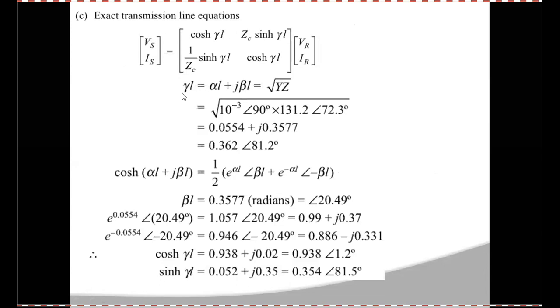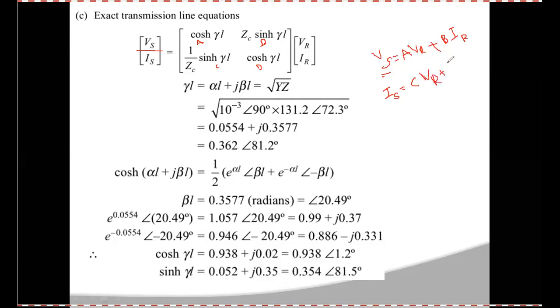Right. Now from this equation, this exact solution, you can say that if it is A, B, C and D, then Vs can be written as A into Vr plus B into Ir. So by using this equation, you can calculate the sending end voltage. In a similar way, Is can be written as C into Vr plus D into Ir.